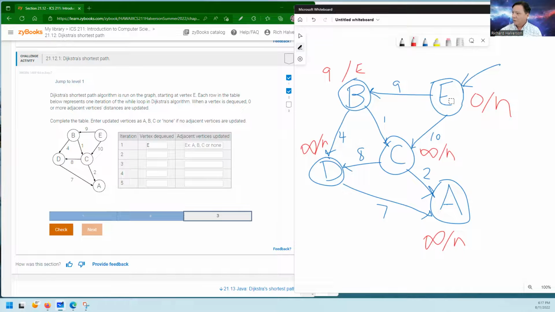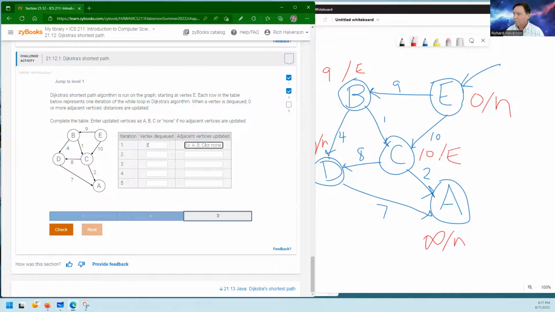And the next one is going to be this one. C is going to be updated. So it's 10. This is going to be replaced with a 10, because it's 10 to E, and this is going to be replaced with an E. Okay. All right. So I've got to put here B and C.